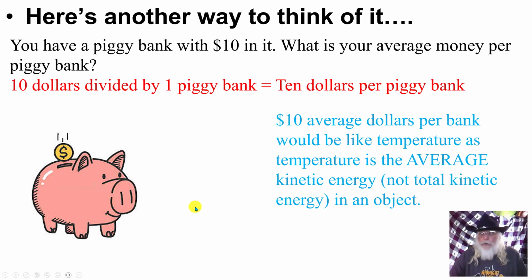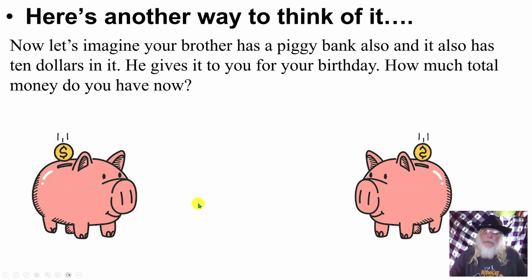That would be like the temperature, as the temperature is the average kinetic energy, not the total kinetic energy. It's the average kinetic energy in an object. Remember what I said. If you hear the word average, that's kind of a trigger in your mind to be thinking temperature versus thermal energy. Thermal energy is total. Average is pointed towards temperature.